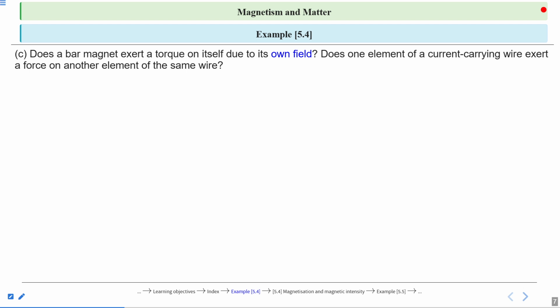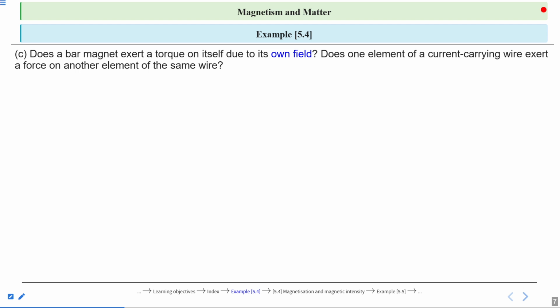Okay, but is it possible that a bar magnet exerts a torque on itself due to the magnetic field created by the bar magnet only, not an external field? Is it possible? And the second part of this question is, does one element of a current carrying wire exert a force on another element of the same wire? So this is the second condition, if there is a current carrying conductor or wire.